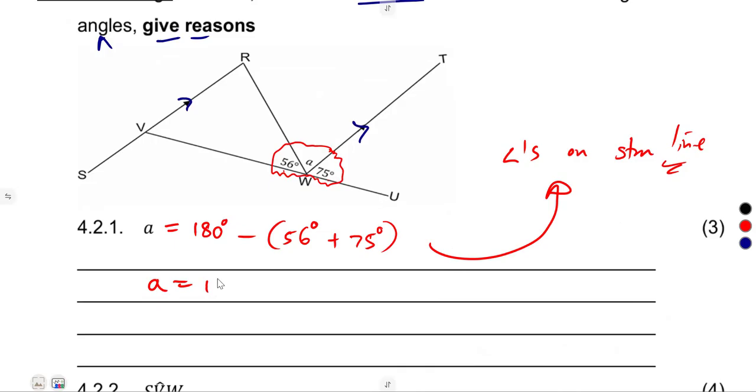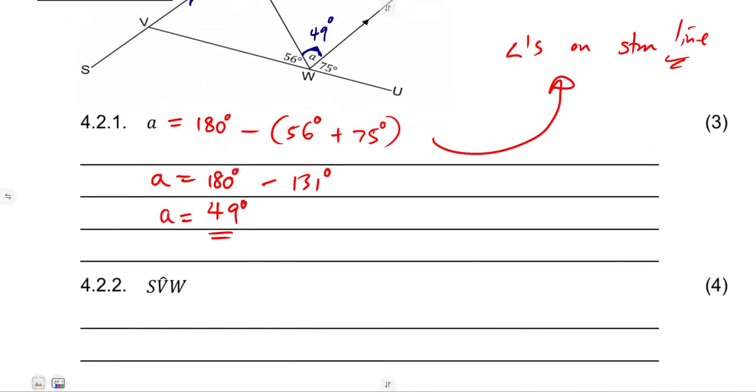So A is equal to 180 minus the sum of these two, that's 131 from your calculator. You can even use your calculator there, then subtract. That is going to give you 49 degrees. Okay, so if A is 49 degrees, let us put it back here. This angle A is 49 degrees.